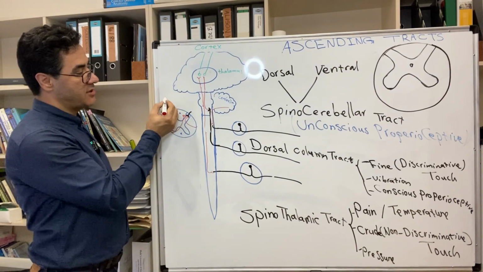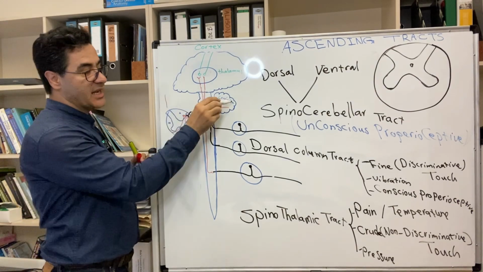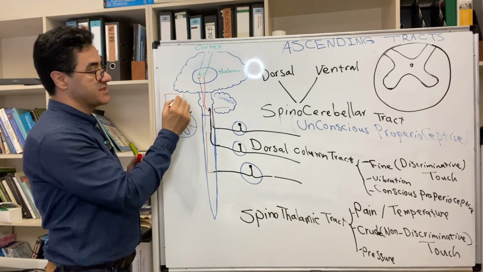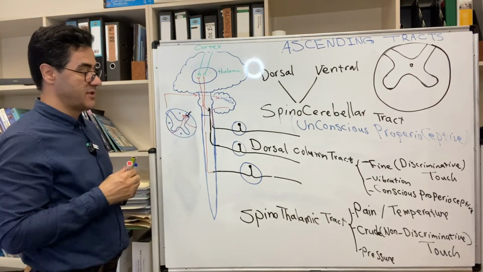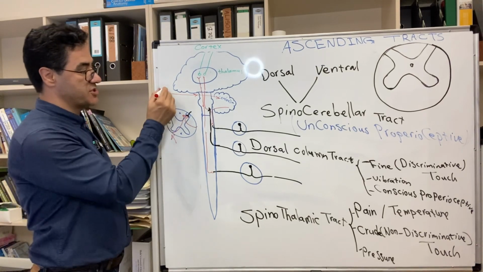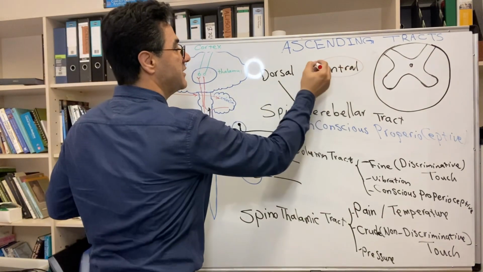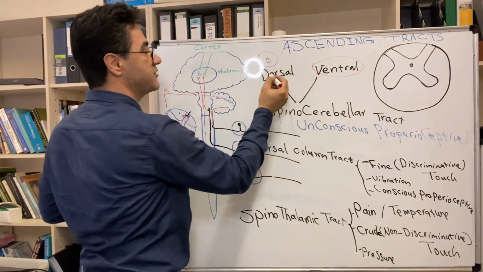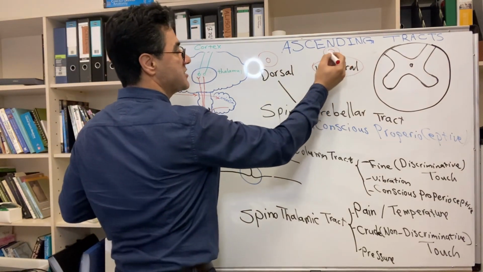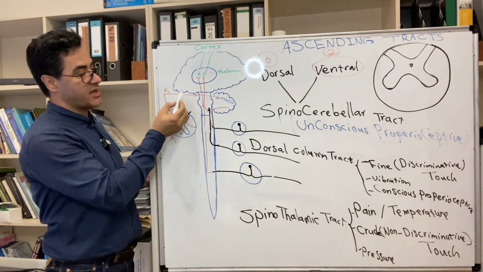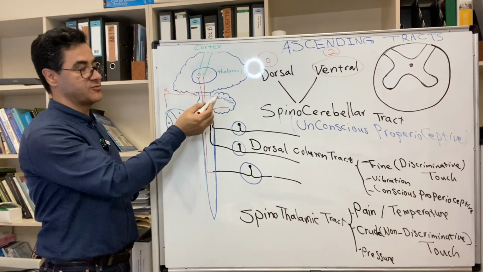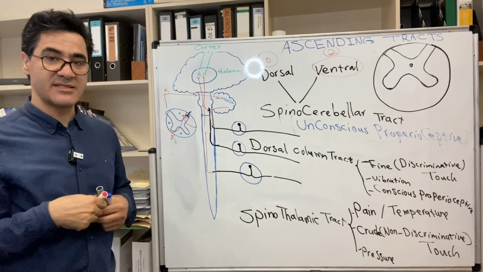Imagine that it goes up, and when it gets back to the cerebellum, decussation happens again here to get into the same side cerebellum. So there are two decussations for the ventral. Zero decussation for the dorsal, two decussations for the ventral. One of them happens here in the spinal cord. The other one happens at the level of the brainstem to get into the same side cerebellum.